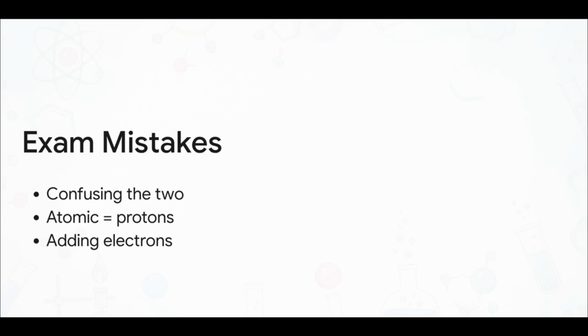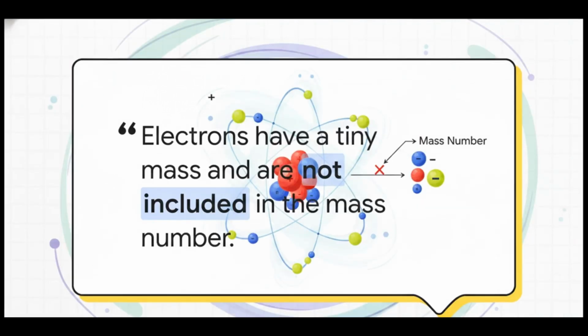Mistake number 2 is forgetting that the atomic number strictly and only represents protons. And mistake number 3, and wow, this one trips up so many people, is trying to add electrons into the mix when calculating the mass number. Don't do it. So the crucial point is captured beautifully right here.